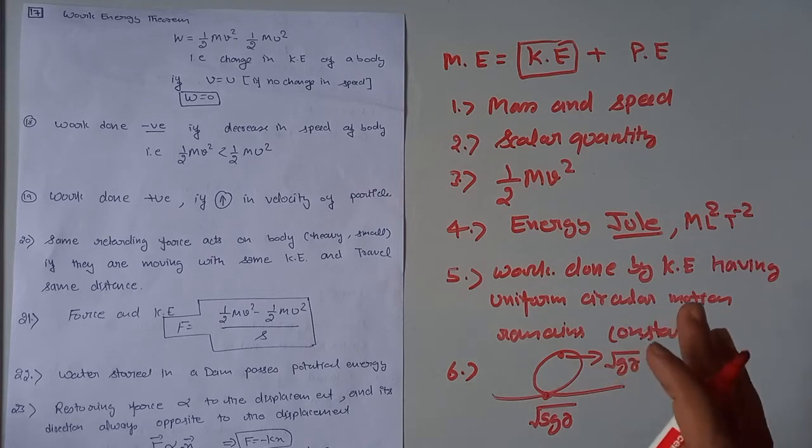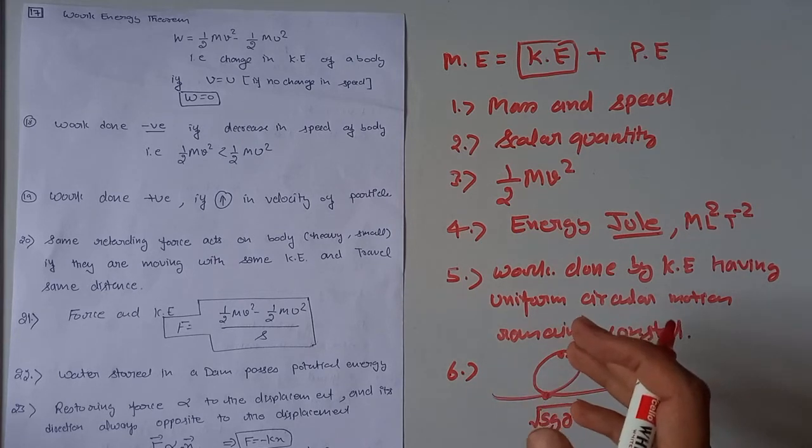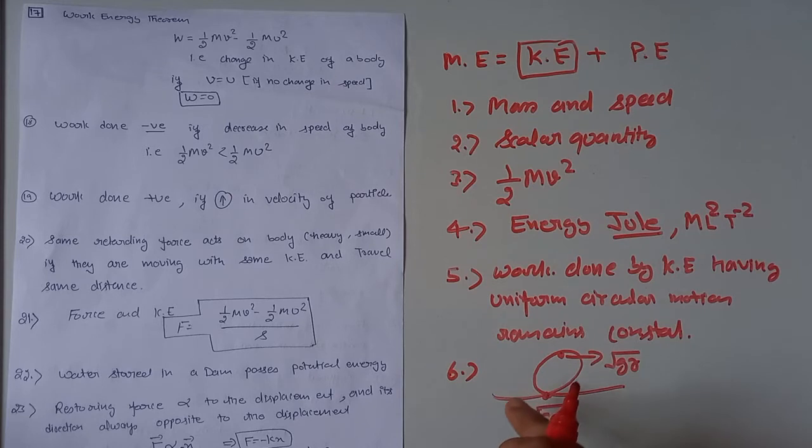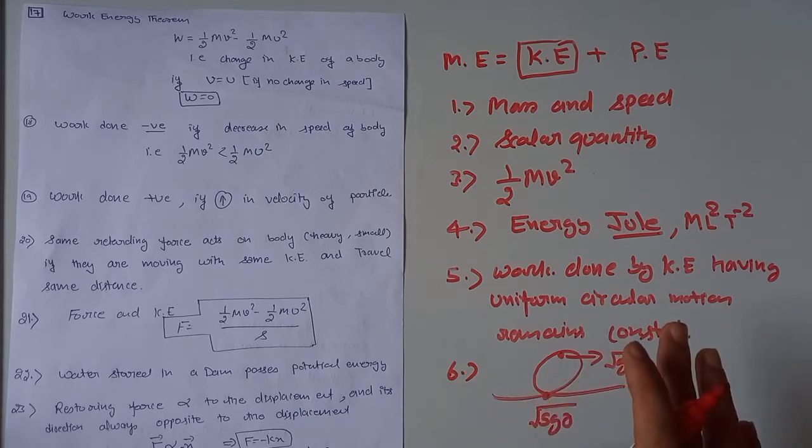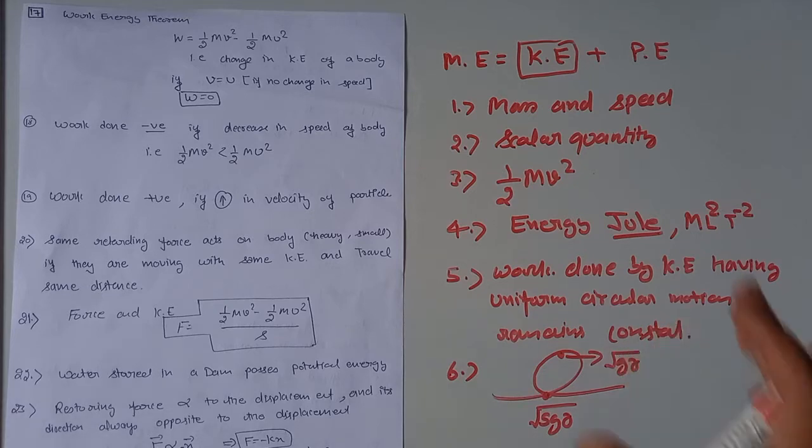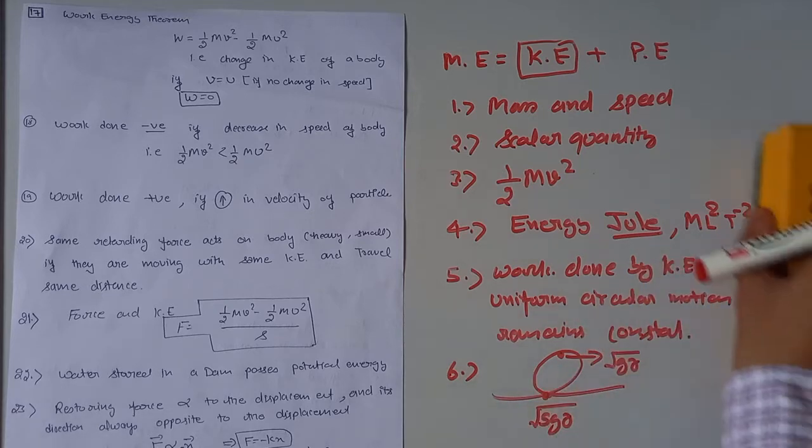The kinetic energy of a body moving in a vertical circular path is maximum at its lowest point and minimum at its highest point. These are some important key points of kinetic energy.